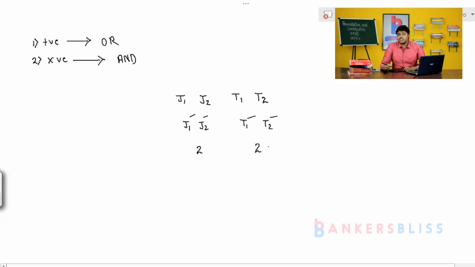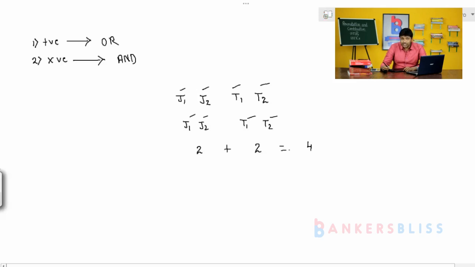If you see this problem from a different perspective, it is nothing but selecting one item among the 4. You may select jeans 1, jeans 2, t-shirt 1, or t-shirt 2. Among those 4, you are selecting only one item. How many ways are there? 4 ways. You may select J1 or J2 or T1 or T2. When you add both the two, you get the total number of items, that is 4.